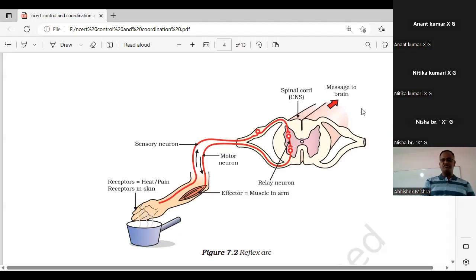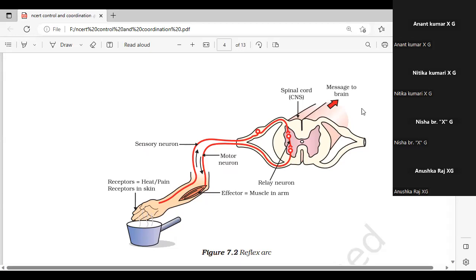Unmute yourself, Anant. Anant, unmute yourself. I think some technical glitch. Okay, Nitika. Nitika, unmute yourself. Okay, Nisha, unmute yourself.